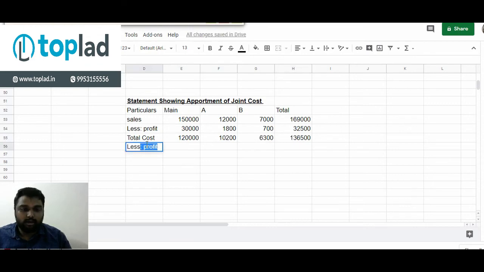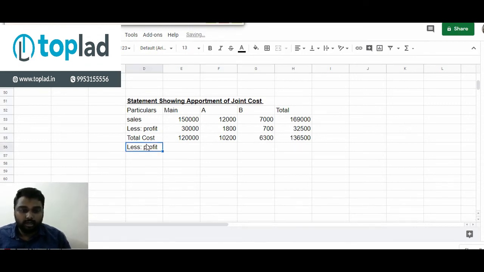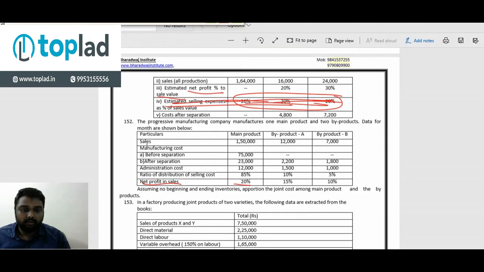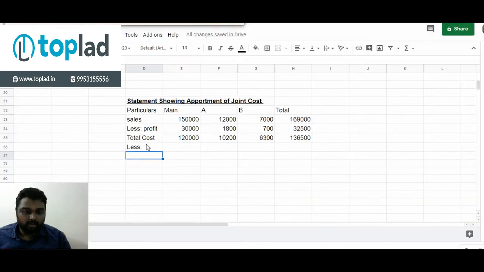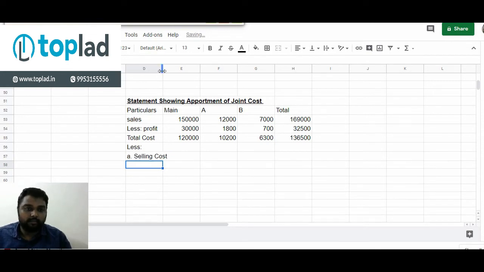Now less. Here comes a lot of items we have to reduce. What are all the items we have to reduce? First will come selling cost. Here comes the first task, selling cost.